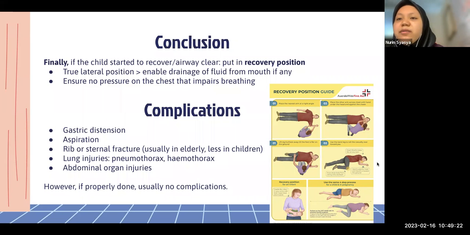Okay, and then for complications, usually if the chest compression or the BLS is properly done, there are usually no complications. However, certain complications such as gastric distension may arise, especially if you over ventilate the patient, aspiration, and then rib or sternal fracture. However, this usually occurs in elderly, less in children, because children have relatively more flexible bones. And then lung injuries such as pneumothorax, hemothorax, and also abdominal organ injuries, all because of over compression of the chest.